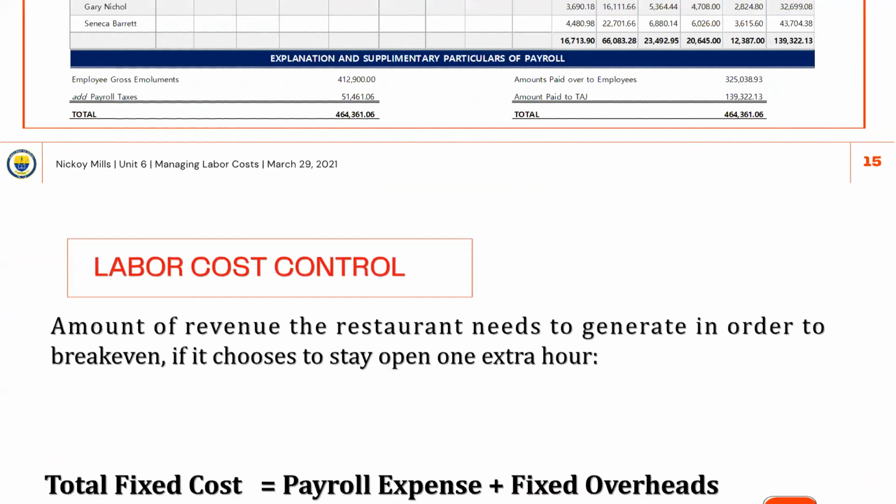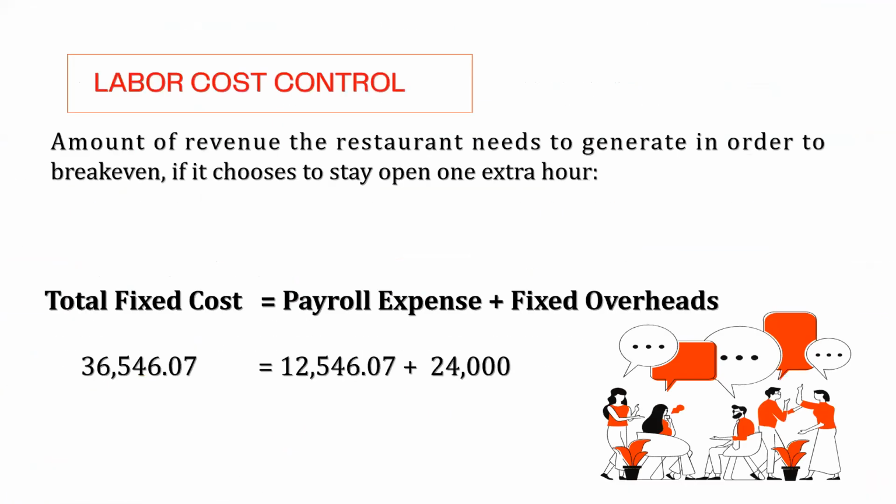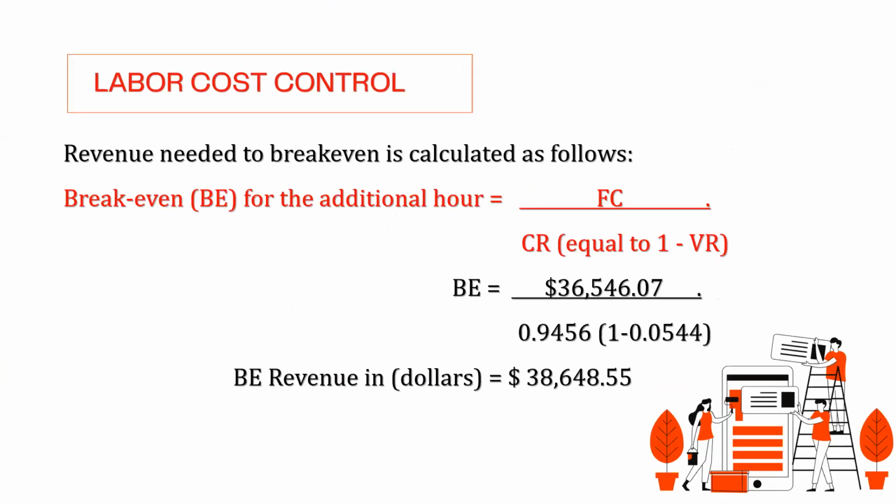All right, so the amount of revenue the restaurant needs to generate in order to break even, if it chooses to stay open one extra hour. So it would be the payroll expense, which we just worked out to be $12,546.07, plus the overhead that was $24,000, gives you $36,546.10. This is how much the restaurant would need to make in order to break even. But we don't want to open one extra hour and make no money.